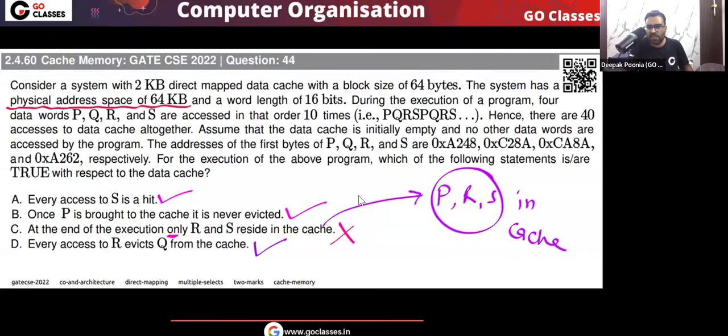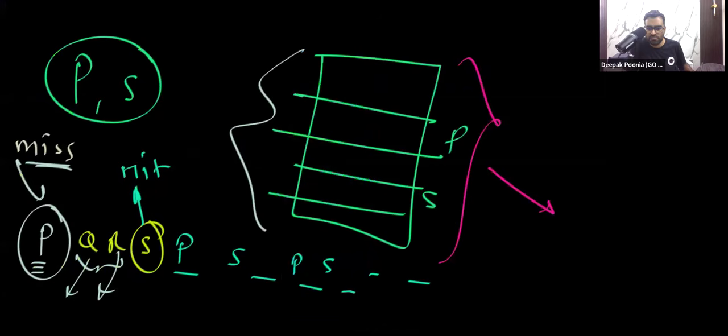And in the future GATE exam, if any similar type of question comes for direct mapped, or for fully associative cache, or for set associative cache, whatever type of question they ask, you will be easily able to solve it. Let's move on now.